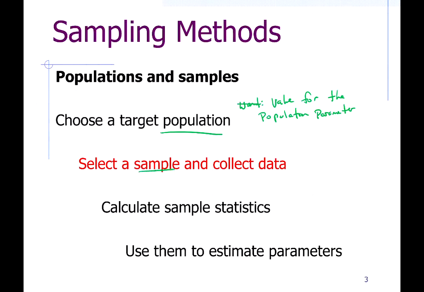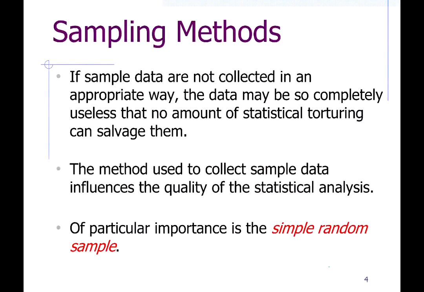So what we do is we collect a sample and we collect some data from that sample. From that sample data, we calculate our sample statistics and we use those sample statistics to estimate the population parameters. Now, for the entire process to be valid, our data must be collected in a way that is random. If the data is not collected in an appropriate way, anything that follows the data collection is not valid. Anything you do with that improperly collected data does not give valid results. Of particular importance is that when you collect a sample of data, it is indeed a simple random sample. That's very important for statistics.